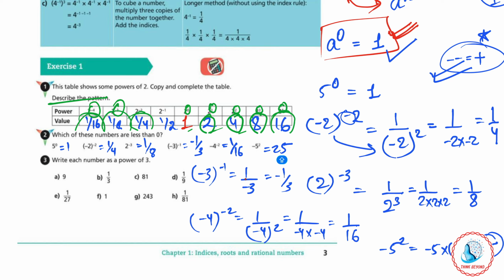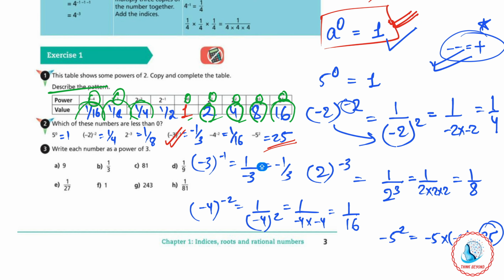It is approximately 0.125. It is a negative number that you are getting here, so definitely it is less than 0. So yes, this is less than 0. Then you are getting a positive number, so this is definitely not less than 0. 1 over 16 is not less than 0. It is 0.0625, a positive number, so it is also not less than 0. Okay, now let me clean it.